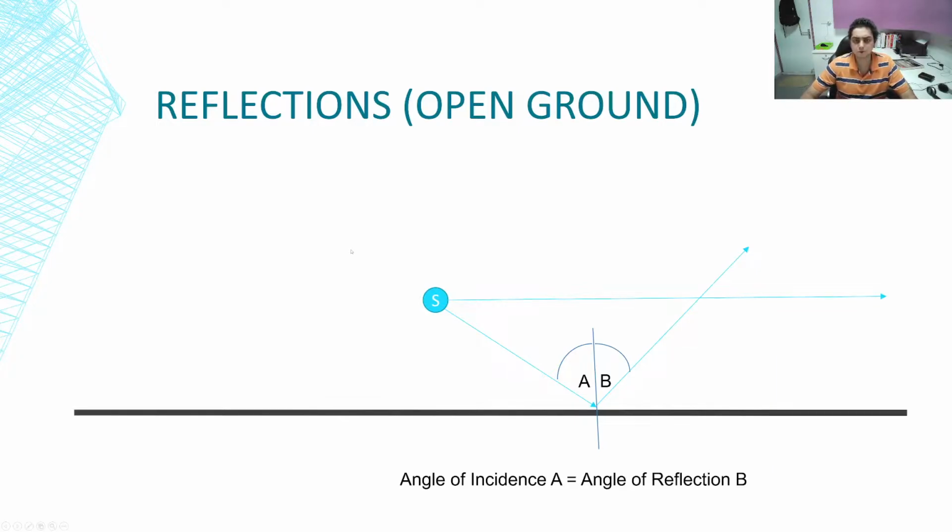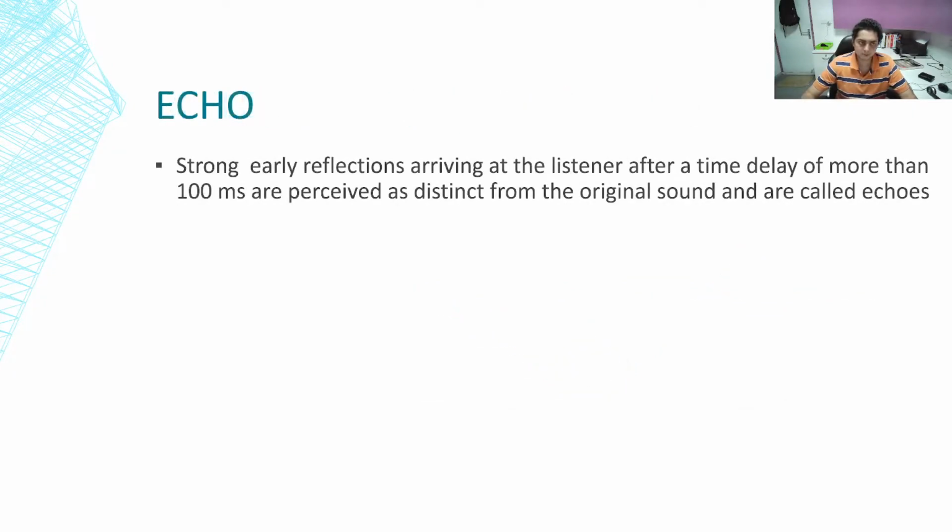Now we're going to discuss the focusing of sound, and we're going to discuss the scattering of sound or the diffusion of sound. So first, before we talk about focusing and scattering, we'll talk about echo. An echo is a strong reflection that comes back to the listener after 100 milliseconds after the original sound has been produced by the same listener.